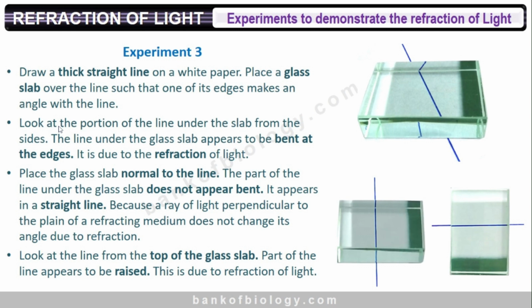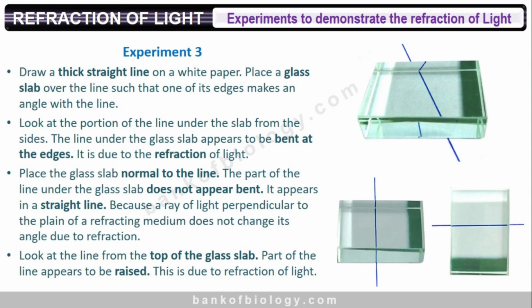Look at the portion of the line under the glass slab from the sides. The line under the glass slab appears to bend at the edges. It is due to the refraction of light. Place a glass slab normal to the line. The part of the line under the glass slab does not appear bent. It appears in a straight line because a ray of light perpendicular to the plane of the refracting medium does not change its angle due to refraction.